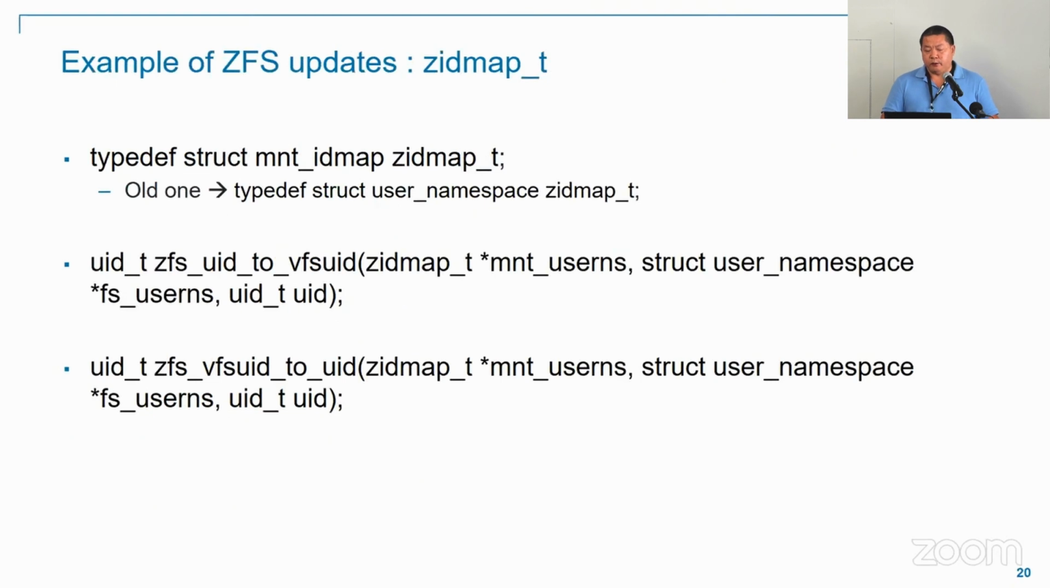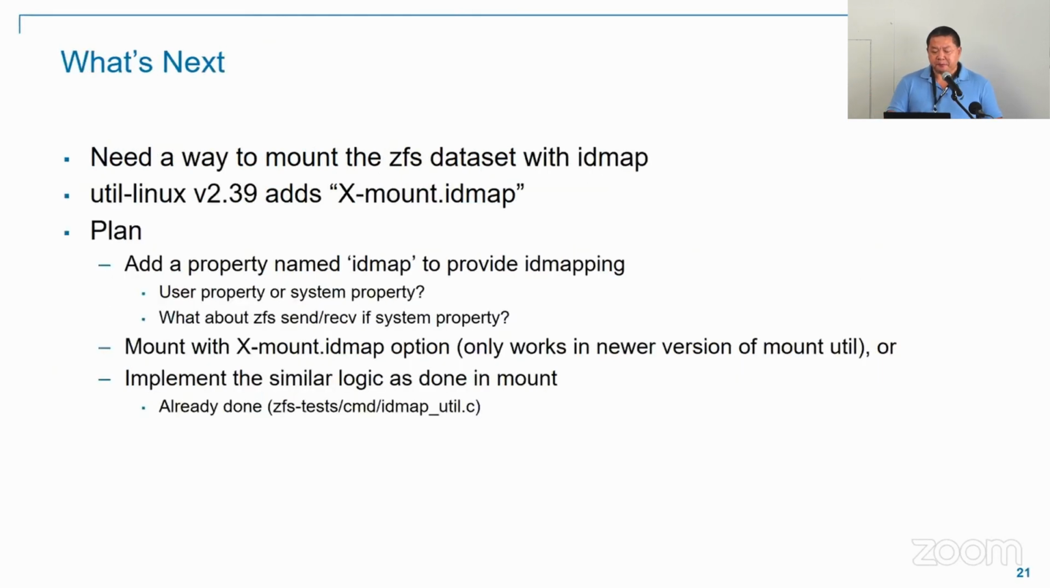Yeah, basically we are fighting with the Linux kernel. They keep changing things, and we have to keep up. So what's next? You may ask, people say how to use this Idmap, right? I didn't talk about how to use it.